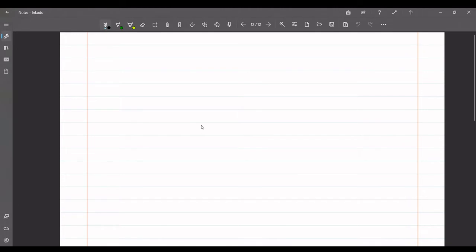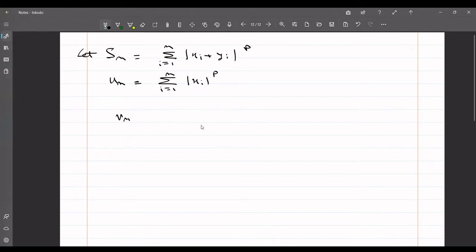For the sequence, what we do is take the partial sums. Let Sn equal summation i equals 1 to n of mod of xi plus yi to the power p, Un equal summation i equals 1 to n of mod of xi to the power p, and Vn equal summation i equals 1 to n of mod of yi to the power p.